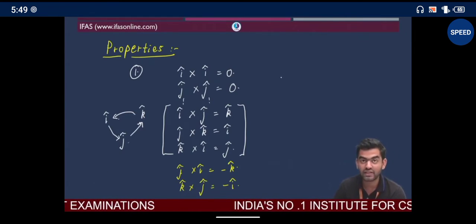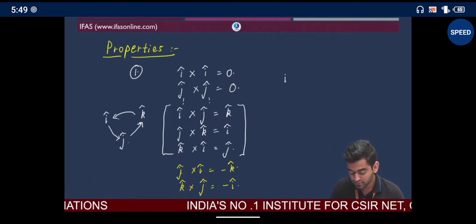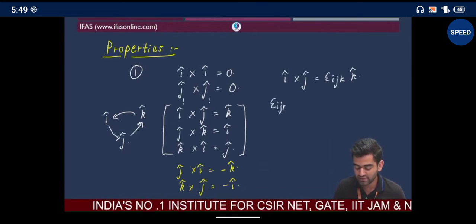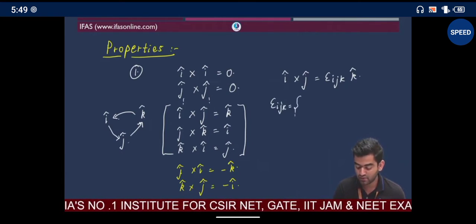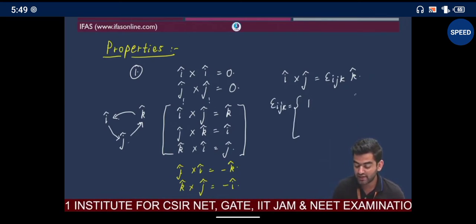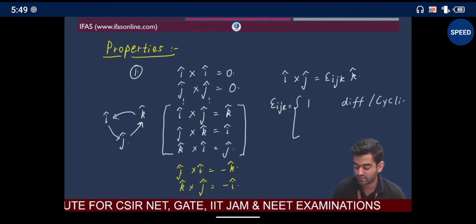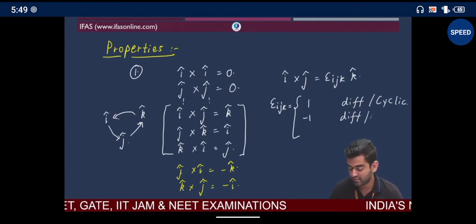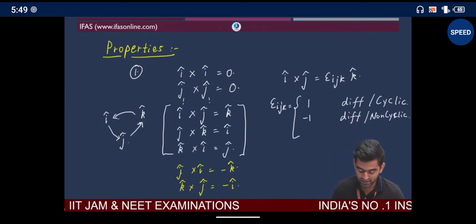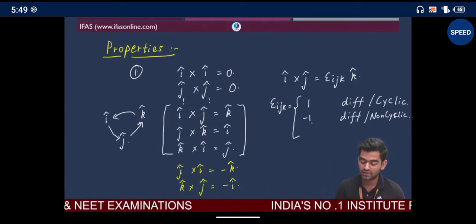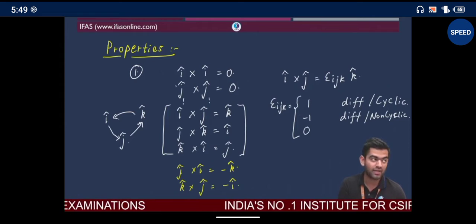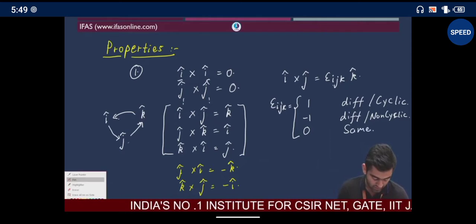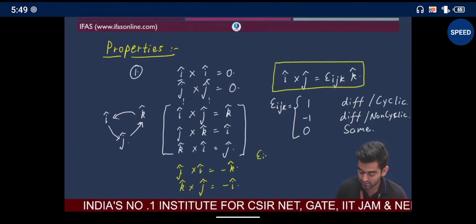So let me define the vector properties of these quantities in such a manner that i cap cross with j cap is equal to epsilon ijk times k, where this epsilon is called the Levi-Civita symbol. It is 1 if all the i, j and k are different as well as cyclic. It is minus 1 if they are different and non-cyclic. And it is 0 if any two of them are the same, as you can see from here, i cap cross i cap is 0.